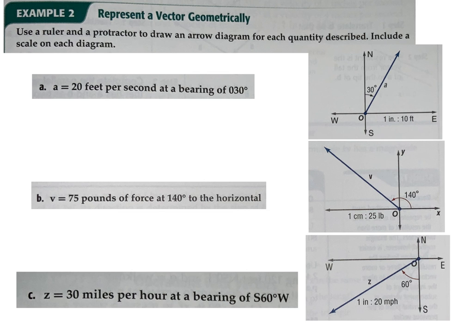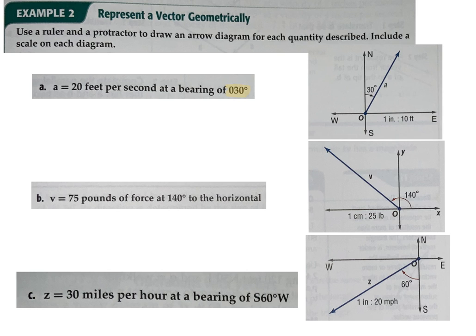All right, so let's look at this. It says use a ruler and a protractor to draw an arrow diagram for each quantity described and include scale in each diagram. A equals 20 feet per second at a bearing of 030. So first of all, this right here tells us that they gave it to us how? True bearing, all right? Those 3 digits told us it was true bearing.